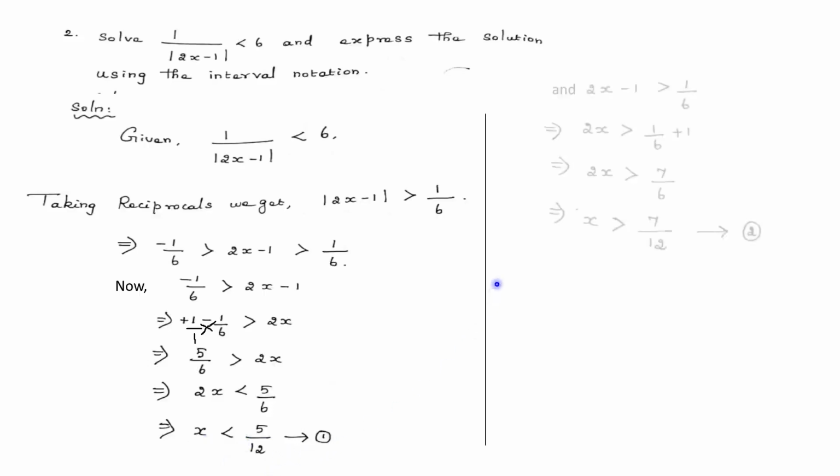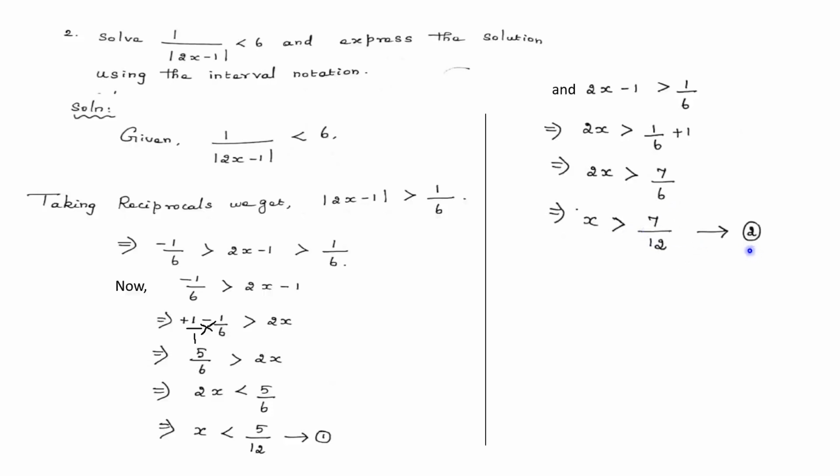See that next one, how to consider these two terms. That is, we are having 2x minus 1 greater than 1 by 6. From this 2x is greater than, this minus 1 come this side plus 1. So we will get, cross multiply, 7 by 6. Next you have to bring this 2 to the down. We will get x greater than 7 by 12. Mark this as the second one.